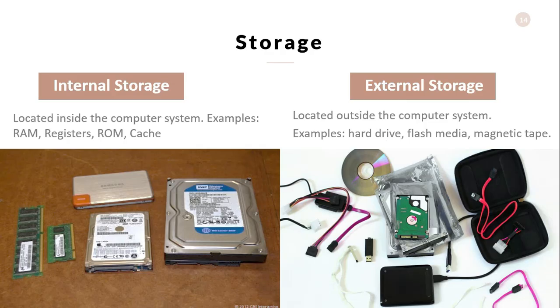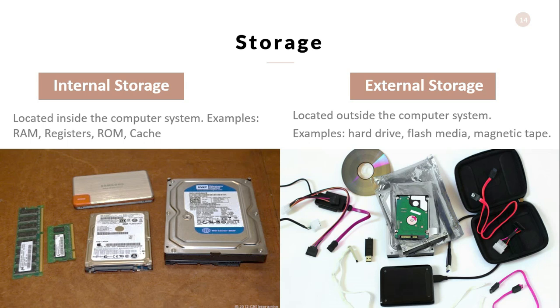Storage. There are two storage categories, internal and external. Internal storage is located inside the computer system: main memory or RAM, registers, ROM and cache. Some are volatile, meaning contents are lost when the power goes down, and some are non-volatile, meaning they hold data regardless of whether the machine has power or not.